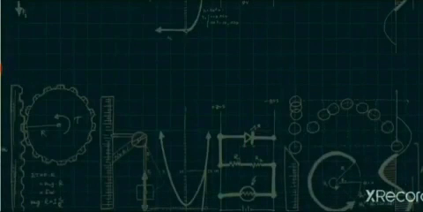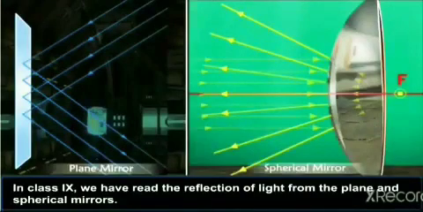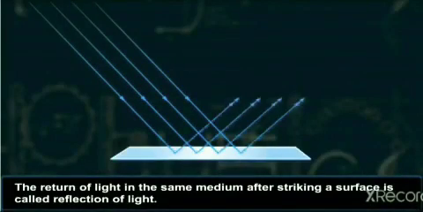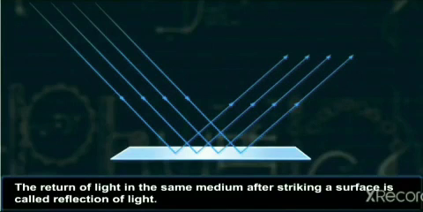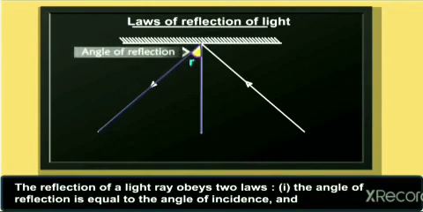A. Refraction, laws of refraction, and refractive index. In class 9th, we have read the reflection of light from the plane and spherical mirrors. The return of light in the same medium after striking a surface is called reflection of light. The reflection of light rays obeys two laws. First, the angle of reflection is equal to the angle of incidence.